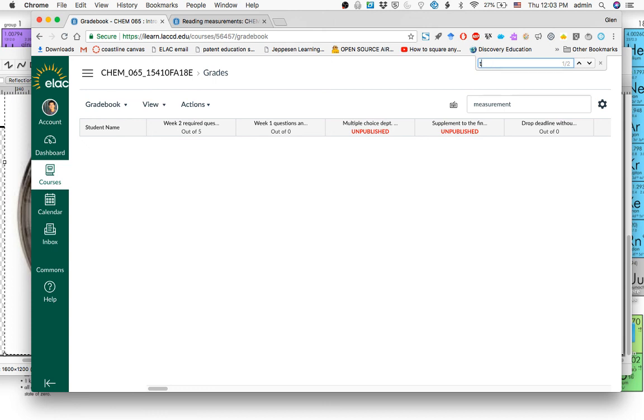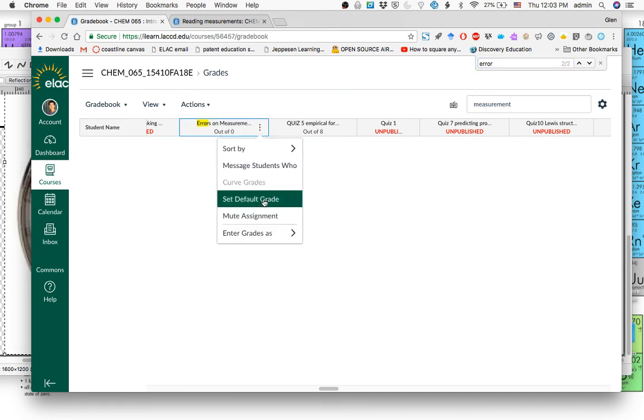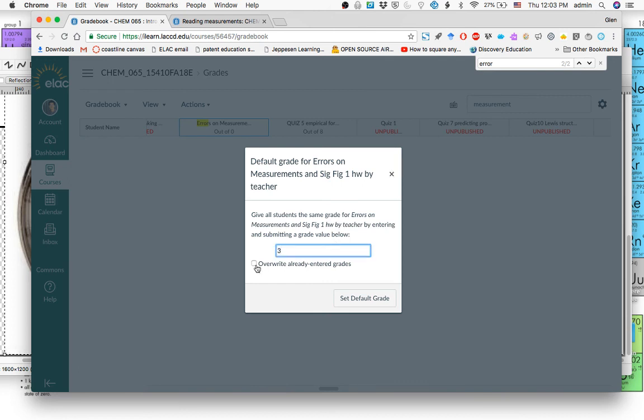Yeah, I'm looking for teacher. No, I'm looking for error. That's right, error. Okay. I'm going to see it highlight in yellow or orange here. Is that it? No. There it is, error. See that? It's out of 0 points, and I set the default grade to 3. Boom. Everyone has 3 points, extra credit.